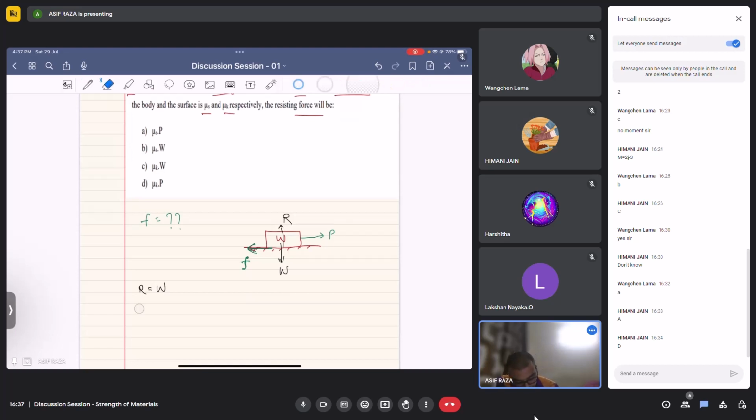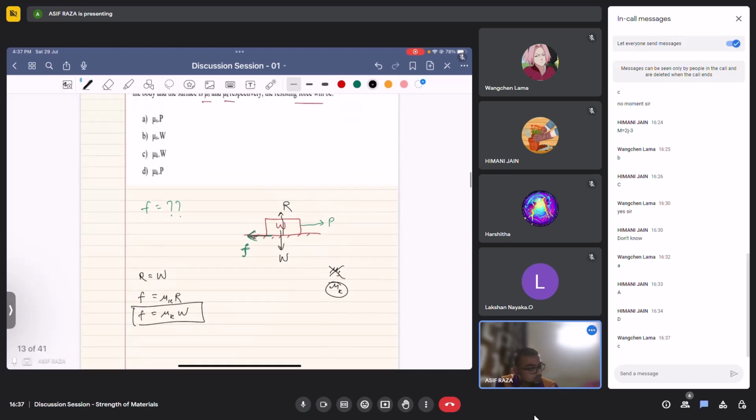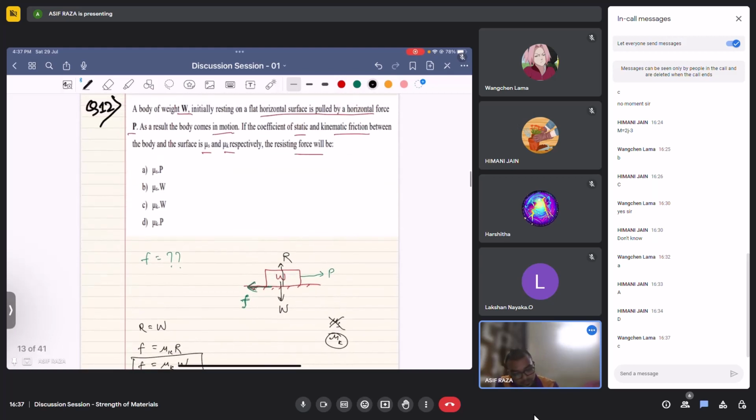Sorry, this F would be what? Since this is in motion, static friction is not into play, kinetic friction is into play. So mu k times reaction. This is the formula for friction, right? So mu k times W. This is the resisting force. So answer is option C.